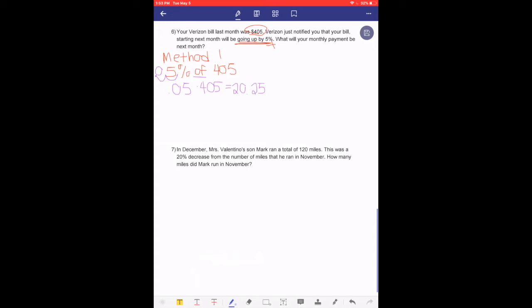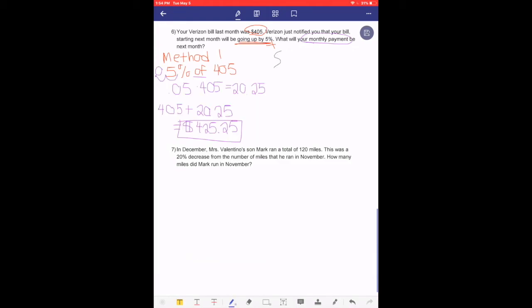Then I need to add that 20.25 to my original amount because we're going up. So when we're going up, we're getting bigger. So my original amount was 405. Now I'm going to add that 5%, which was $20.25. And when you add those together, you'll get $425.25. I put a $ sign because remember they're asking for a monthly payment, so we're talking about money here.